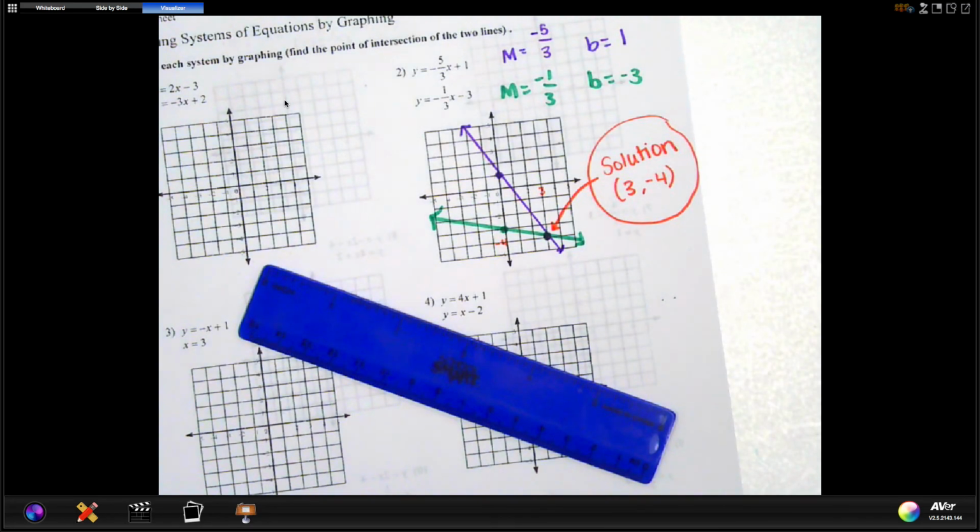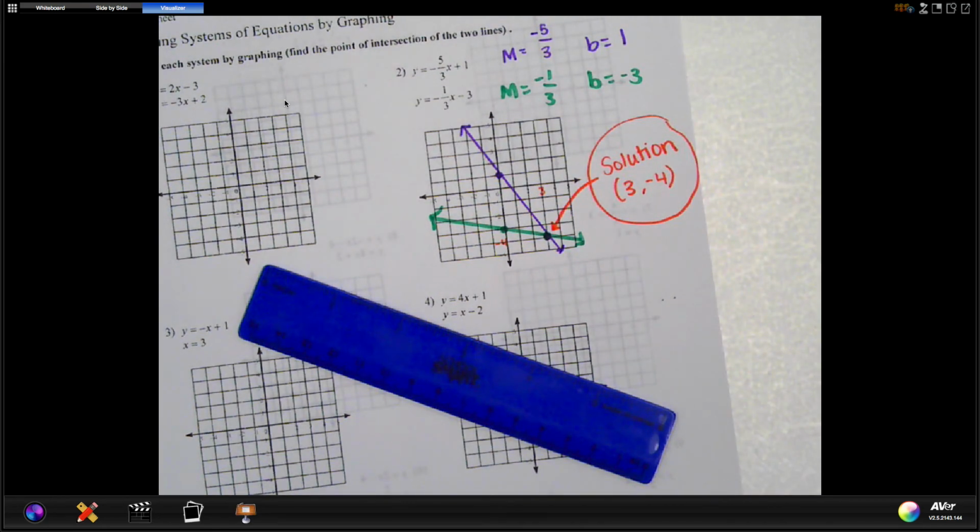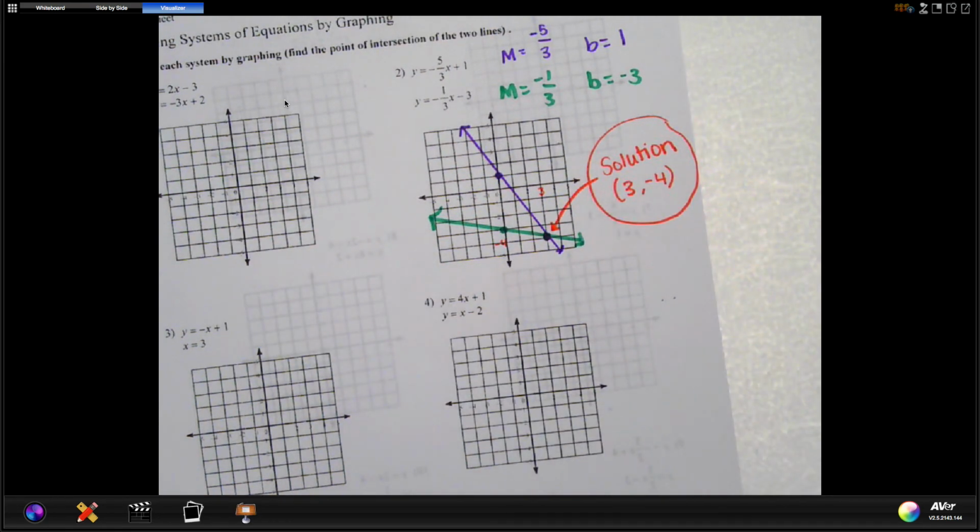And then we're done. Okay, again, your assignment is to do the evens on this worksheet. If you would like to do the odds as well, it will be extra credit.